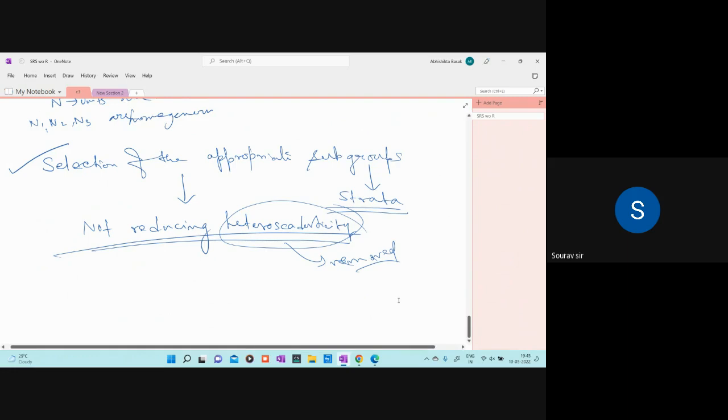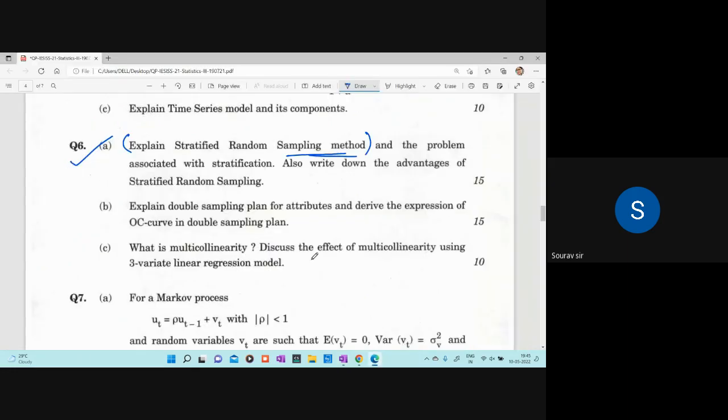Okay, next we are going for our last part. Also write down the advantages of stratified random sampling. Can you tell the advantages of stratified random sampling? Anyone?